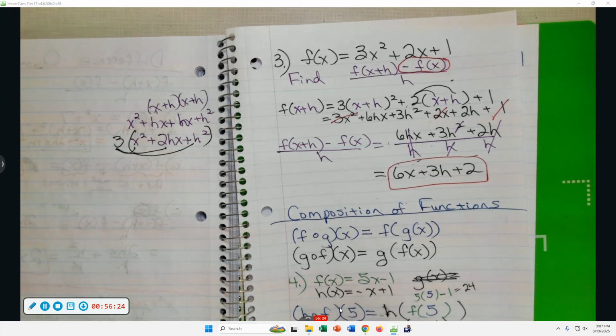Let's go in the opposite direction. What do you think? Are we going to get the same thing? Write down what you're going to find.